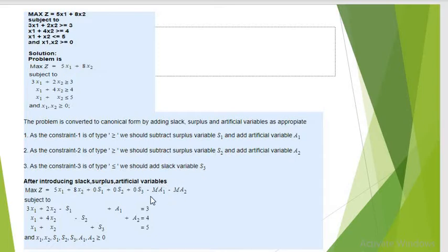The standard form of the LPP becomes maximize z equal to 5x1 plus 8x2 plus 0 into s1 plus 0 into s2 plus 0 into s3 minus Ma1 minus Ma2 subject to the constraints 3x1 plus 2x2 minus s1 plus a1 equal to 3, x1 plus 4x2 minus s2 plus a2 equal to 4, x1 plus x2 plus s3 equal to 5, and x1, x2, s1, s2, s3, a1, a2 all greater than or equal to 0.